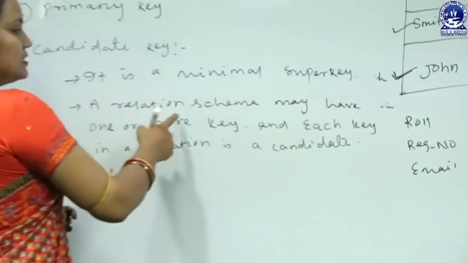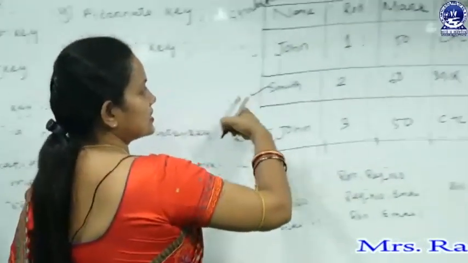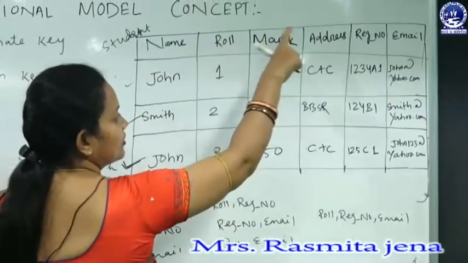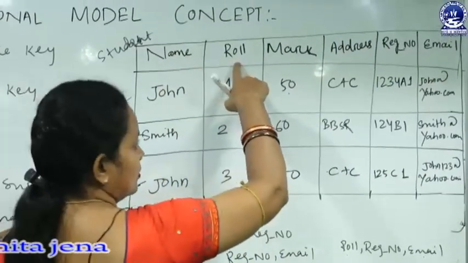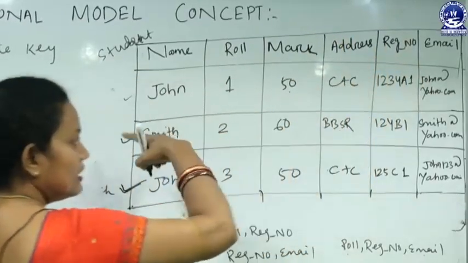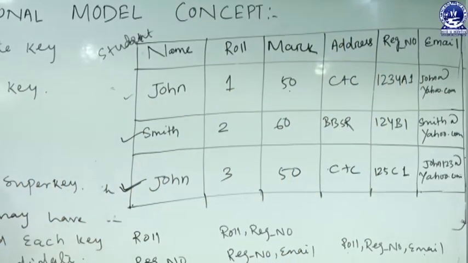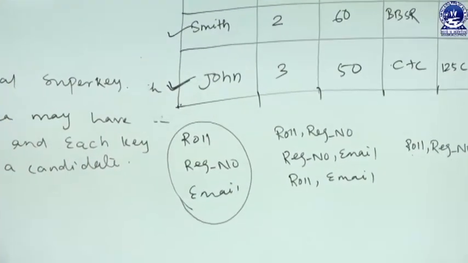But a relation schema may have one or more keys. That means in this relation, these are the keys: roll number, registration number, email. One or more keys, that is roll number is one key, registration number is one key, and email is one key. Each key is considered as a candidate key. These are the candidate keys of the student relation.